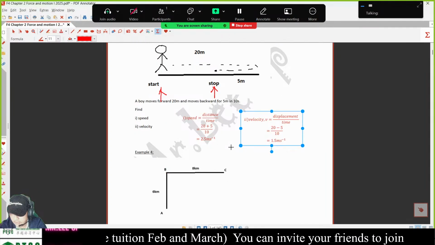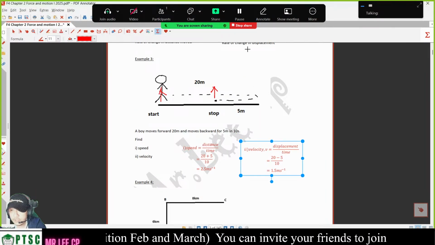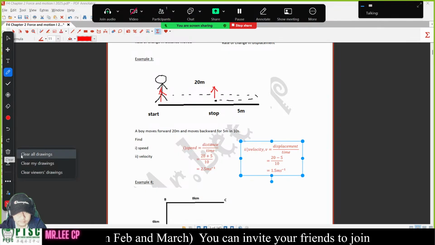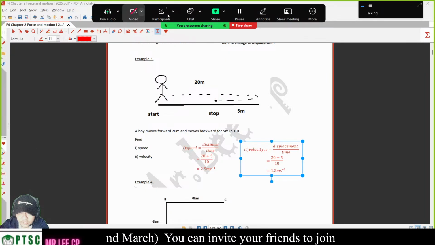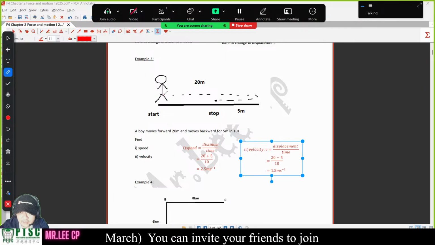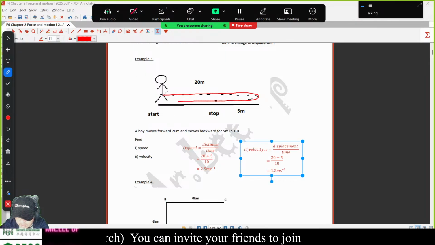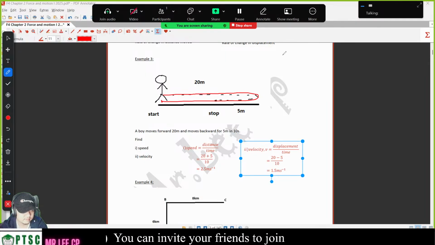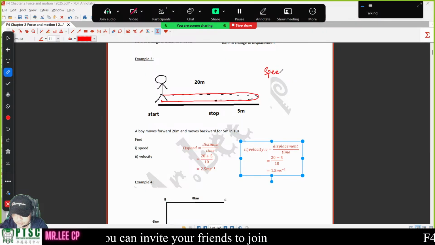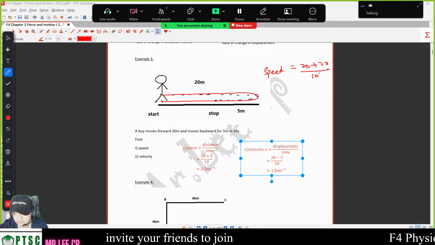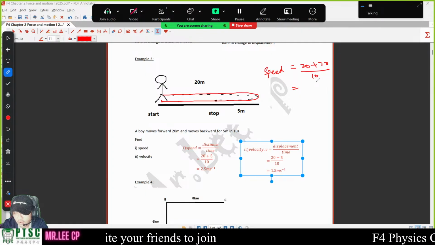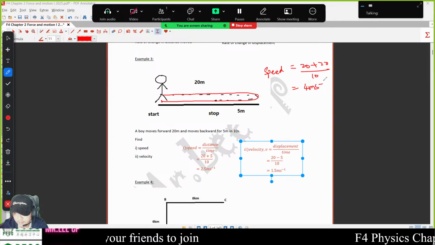Are you okay with this? Now, if I move from here 20 meters and then I move back in 10 seconds, your speed will be equivalent to how much? 20 plus 20 divided by time 10 seconds. So 40 divided by 10, it is 4 ms minus 1.